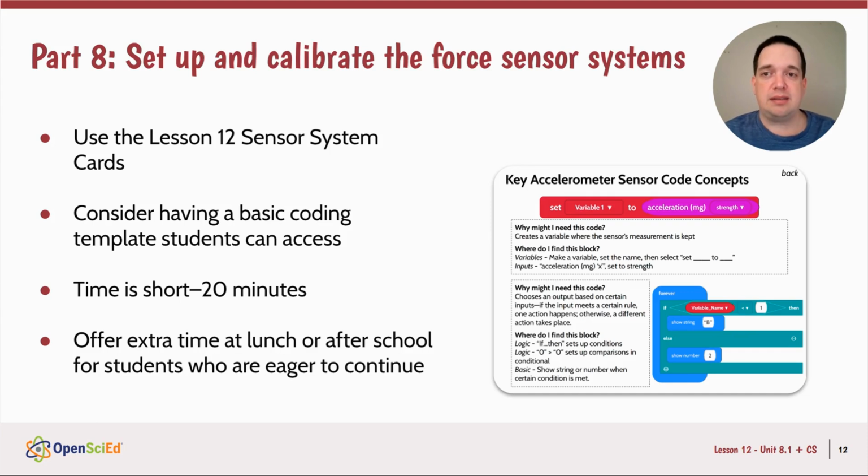In part 8, this is on day 2 when the kids are setting up all their calibration. Again, use those sensor system cards. Below me is the back of the accelerometer card, where it gives suggestions for code blocks, and it tells you where to find those blocks of code. But you might also consider having a basic coding template that students can access in case they just get really stuck. The time is really short here. It's only 20 minutes of coding on day 2. So if they're not successful, that's okay.